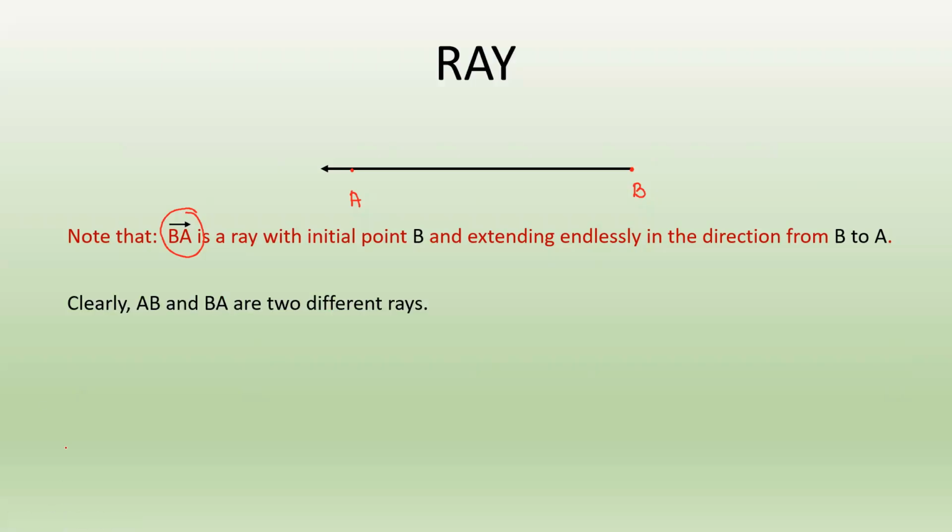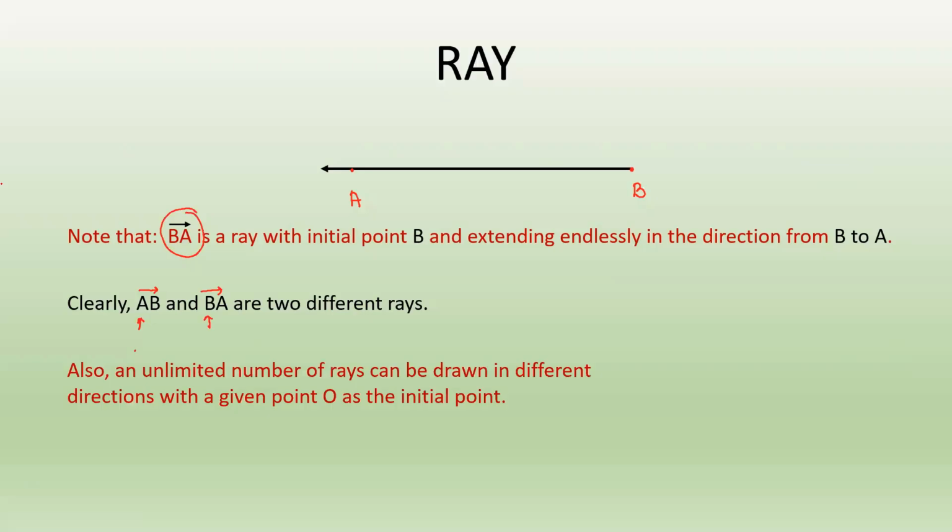Next, clearly we know that ray AB and ray BA are two different rays. One of them has A as the initial point and extends in the direction of B, and the other has B as the initial point and extends in the direction of A.